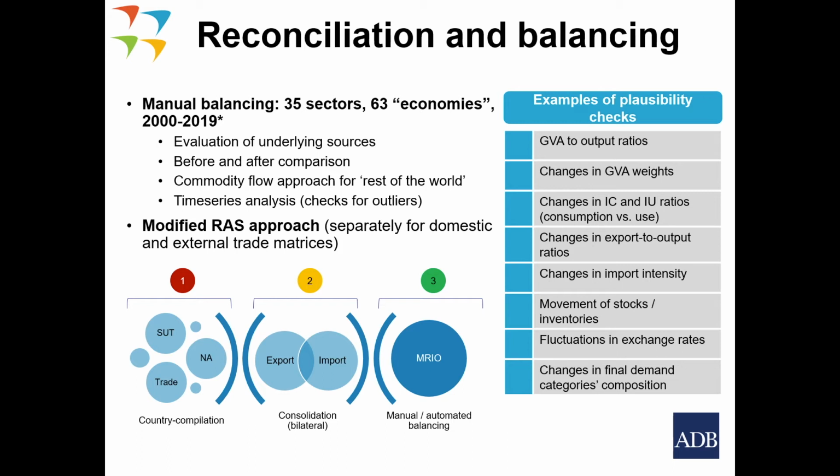Remaining discrepancies are adjusted using the modified RAS approach, but it is done separately for domestic and external trade matrices to avoid drastic changes from the original unbalanced table. Balancing the MRIO will cause some changes in the initially constructed structure, but should not be significantly different from the original unbalanced table. To address this, we do some plausibility checks, such as looking at GVA to output ratios, changes in GVA weights, and so on.